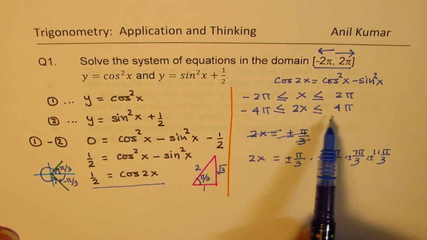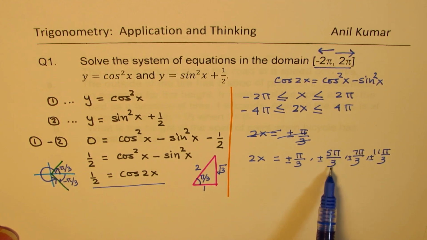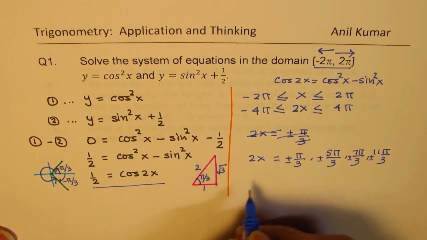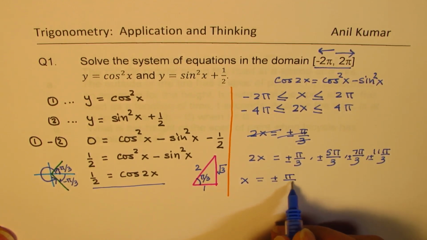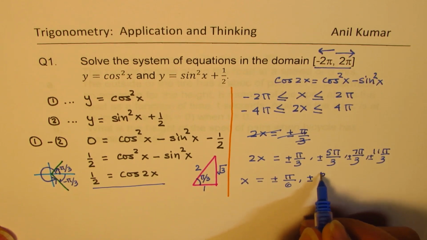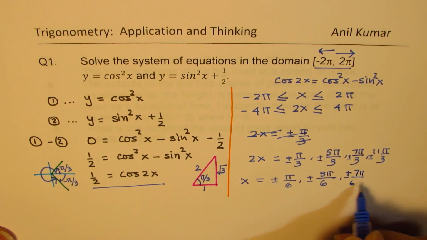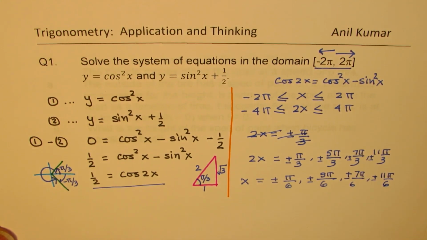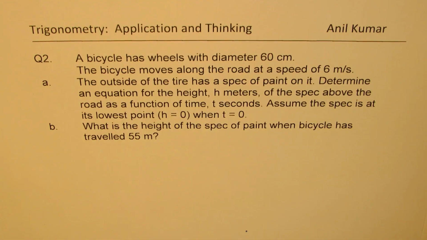So within this domain, the value of 2x should be plus minus pi by 3, plus minus 5 pi by 3, plus minus 7 pi by 3, and plus minus 11 pi by 3. How about the value of x? So x will be half of these, right? So we'll have plus minus pi by 6, plus minus 5 pi by 6, plus minus 7 pi by 6, and plus minus 11 pi by 6. So we have 8 solutions. Do you see that part? So these are the 8 solutions for our question number 1. So I hope that is absolutely clear.